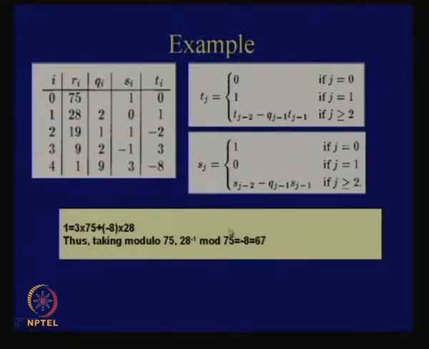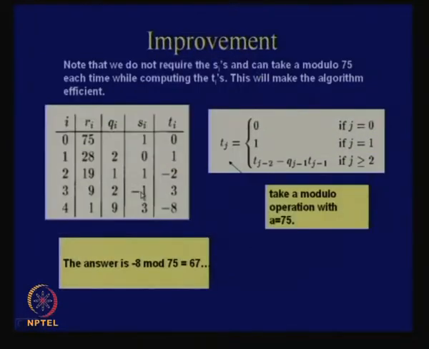So, if I take mod 75 on both sides, then if we are really interested in computing only the inverse, computing this SI series is actually of no use, because I am taking a modulo 75 on both sides, right. So, I can make this algorithm more tailored for the multiplicative inverse computation by removing this SI series, because I do not require to compute this, right. Do all of you understand that it is not required to compute this? Yes. So, this is an improvement.